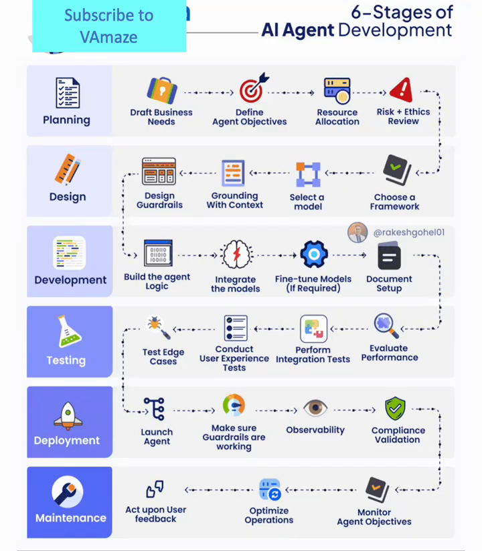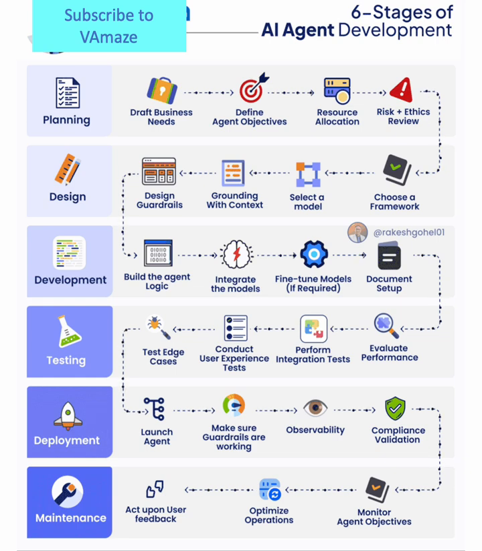The 6 stages of AI agent development, beyond plug and play. Introduction: why AI agent development requires strategy. Building AI agents is fundamentally different from traditional software development or simple plug-and-play solutions.